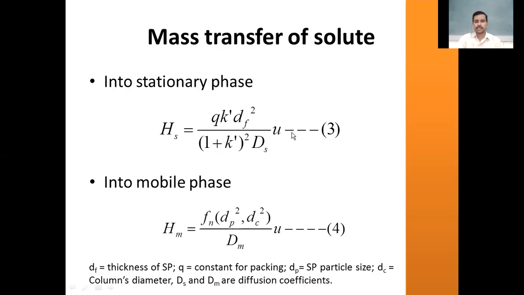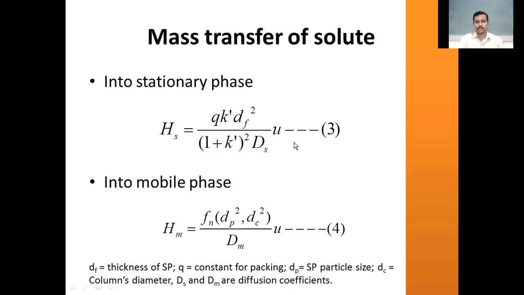Right? If you look at these equations, if you maintain average linear velocity of the mobile phase at a greater level, if the u value is more, Hs value will become high. Here also, if u is more, Hm will become more. So it is very, very important to say that here we have to mention about the mobile phase speed at which it is moving through the chromatographic column.